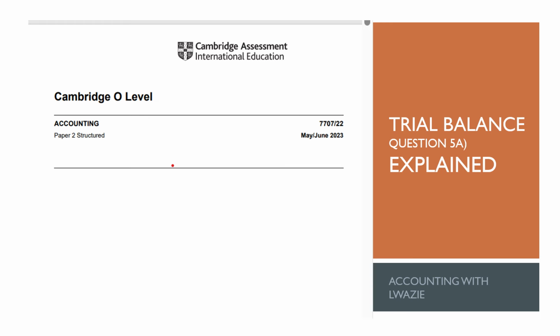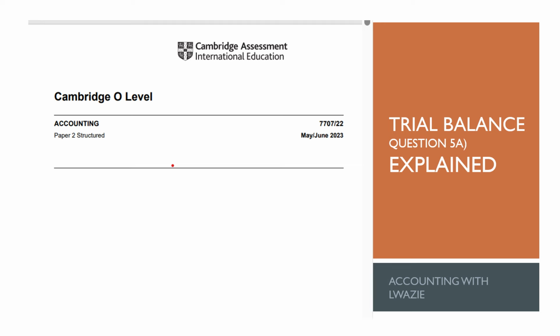So today we're going to be looking at the Cambridge O-level paper, and specifically the paper 2 structured in 2020, written in 2023, May, June. But we're going to focus on the trial balance. But first, what is a trial balance?